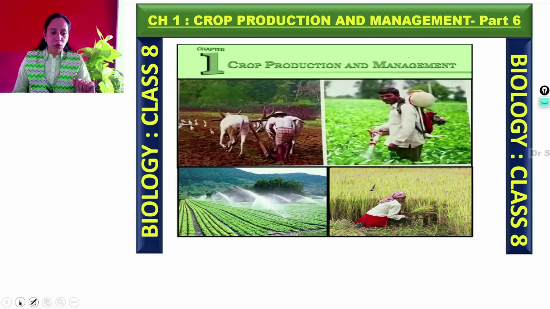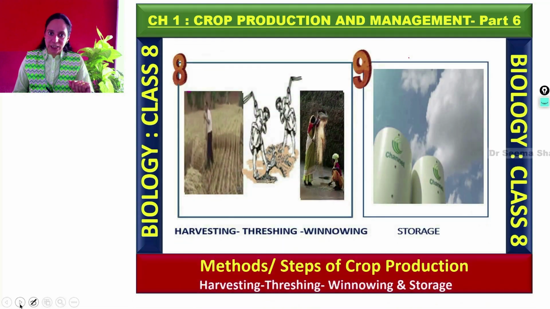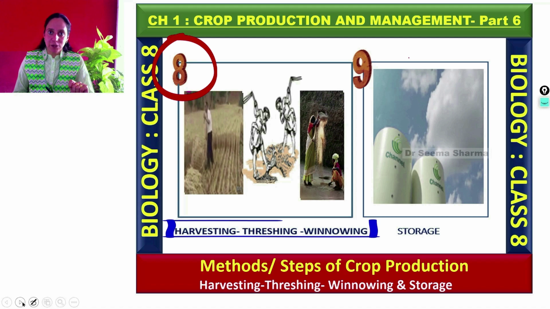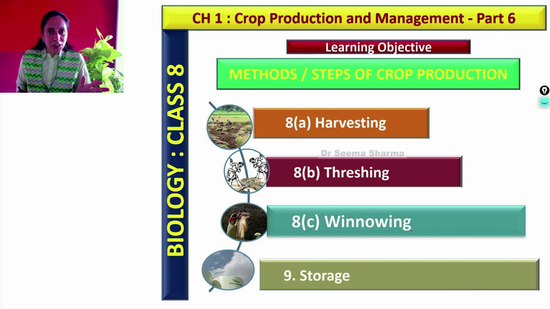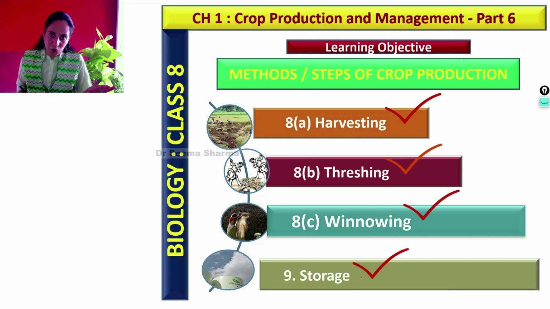Students, we are on chapter number 1 and we are covering this chapter part-wise. Today, we have to cover its 6th part, and in this part, we are going to know about two very important steps in the process of crop production. These are step number 8, which is about harvesting, threshing, winnowing, and step number 9, storage. The learning objective of this video is that after watching this video, the meaning of harvesting, threshing, winnowing and storage should be clear to each one of you.